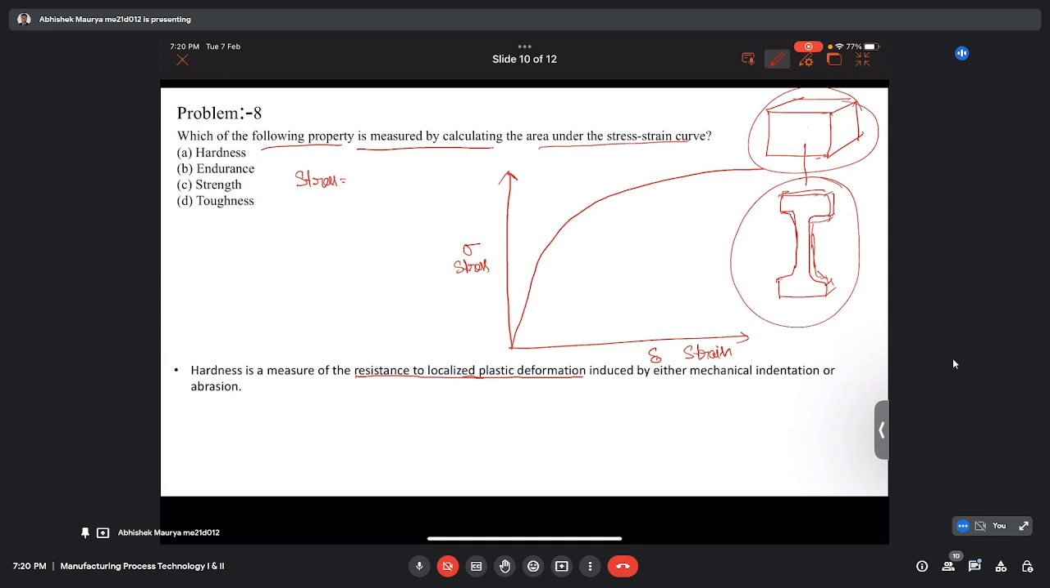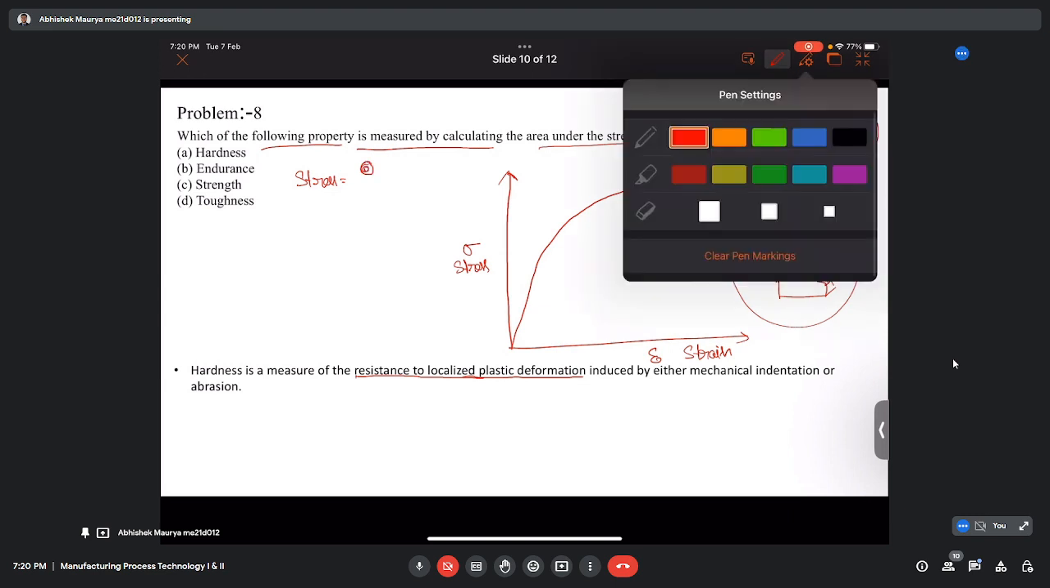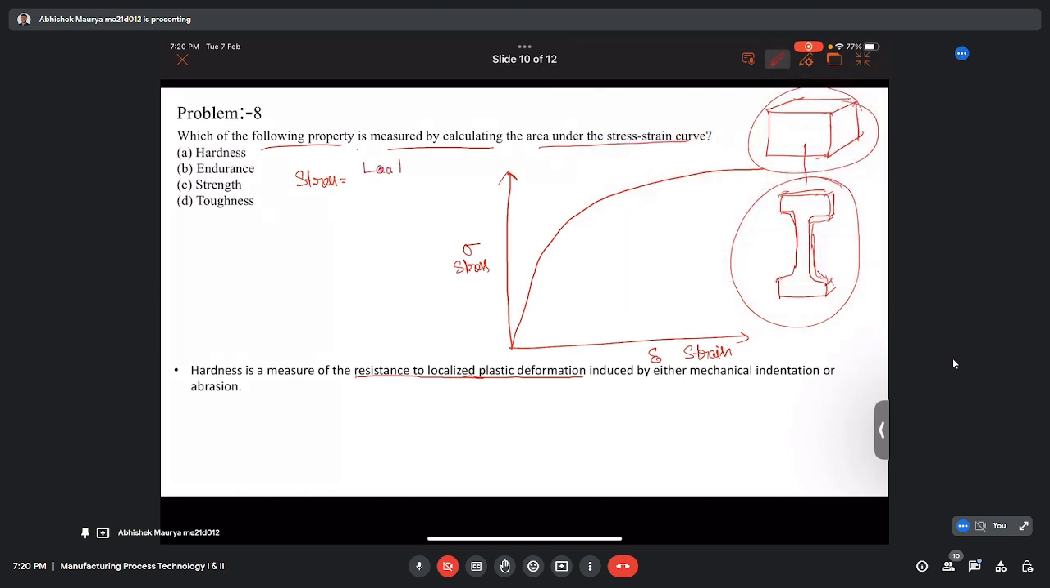Since we have to draw the stress strain diagram, what is stress? If we don't go into detail, we know stress is the load upon area. And what is the strain? If we talk about the engineering strain, it is simply the change in length upon the original length.